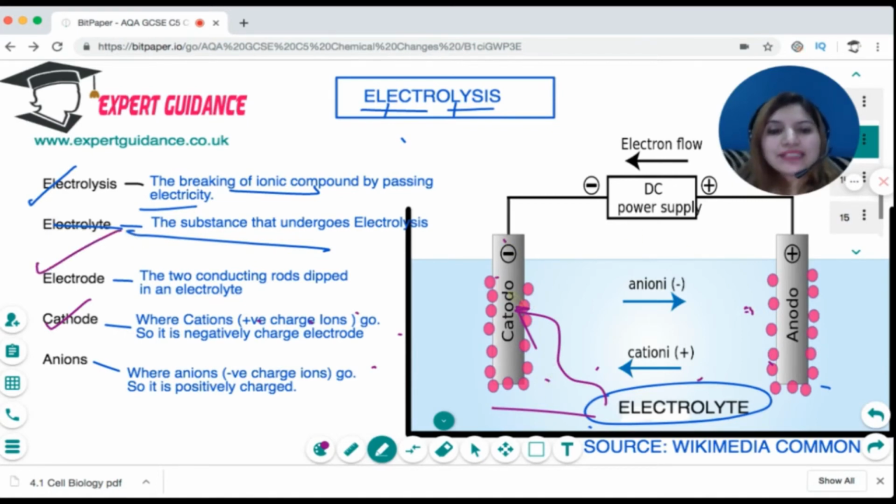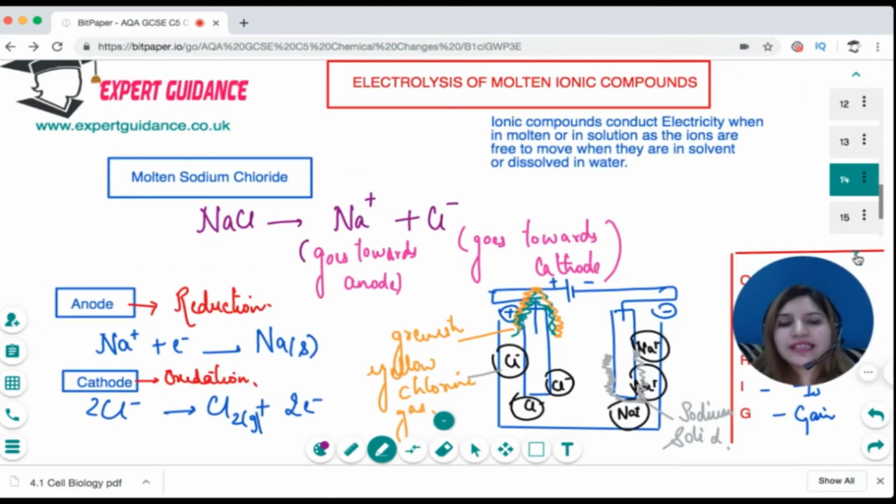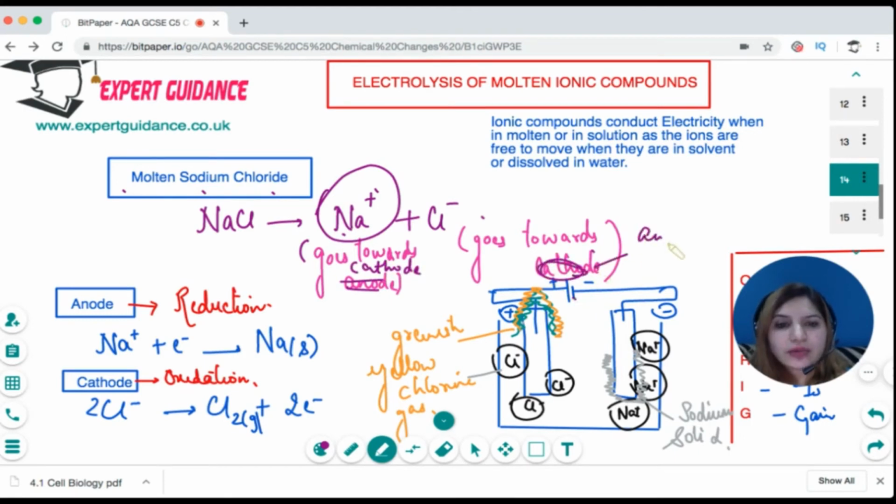Now, what happens at the cathode? Cathode is rich in electrons, so the cation will gain an electron, and at the anode, the anions will lose an electron. Let's see with an example. So, for example, I have taken molten sodium chloride. Now, sodium chloride will dissociate into Na+ and Cl-. Na+, being a cation, will go towards the cathode, and Cl-, being an anion, will go towards the anode.